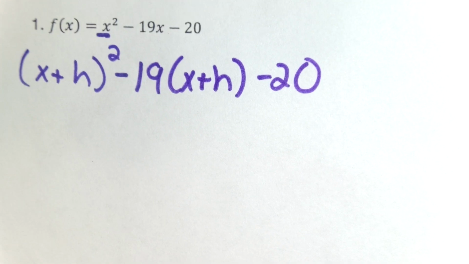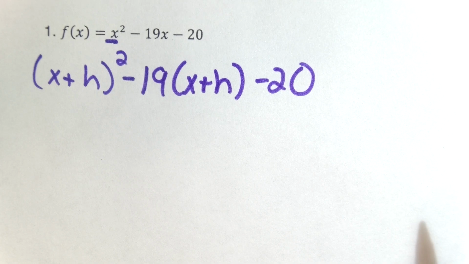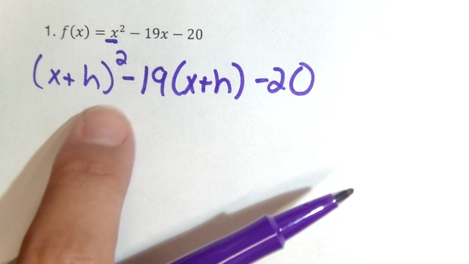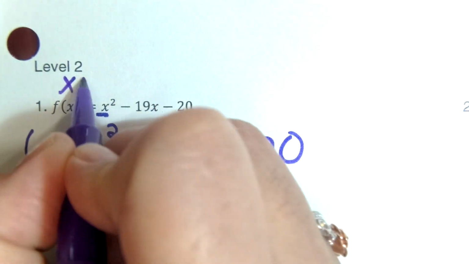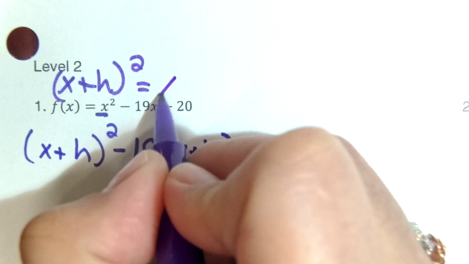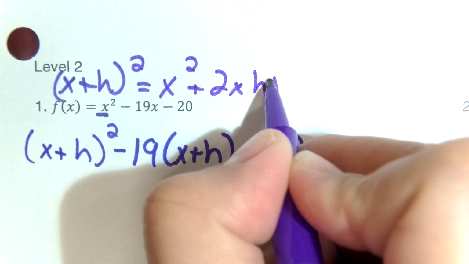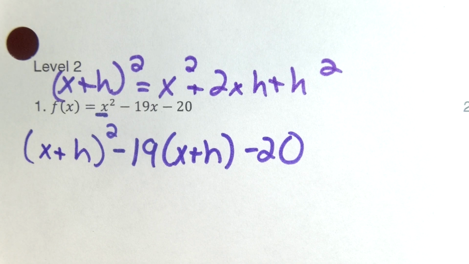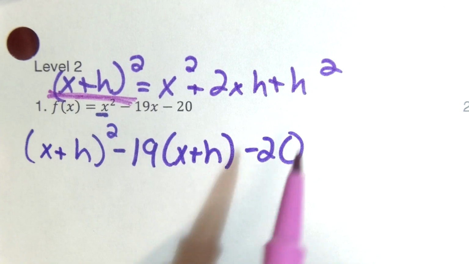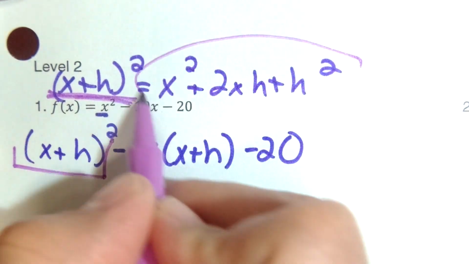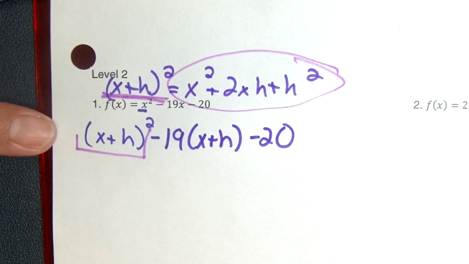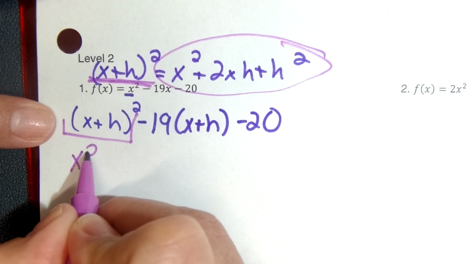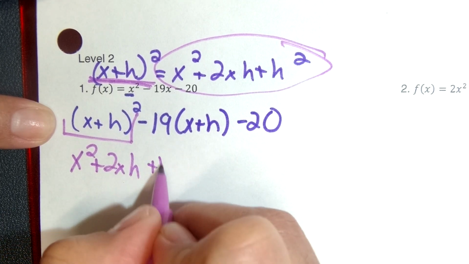Questions? Are we sure? Okay. Some of you are confused about what you should do with this. We gave you the expansion. (x plus h) squared is x squared plus 2xh plus h squared. That means instead of (x plus h) squared, I can just replace it with this. You don't have to do the box method. We're giving you the expansion. So that becomes x squared plus 2xh plus h squared.